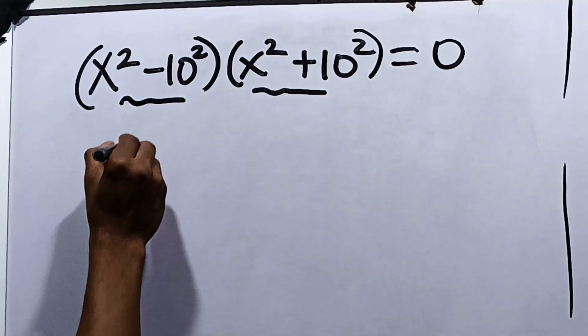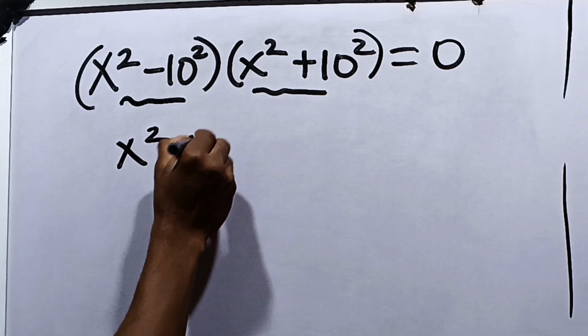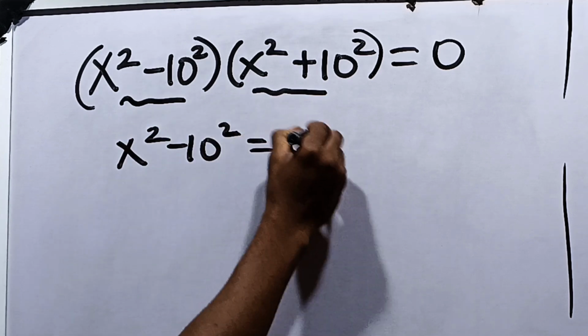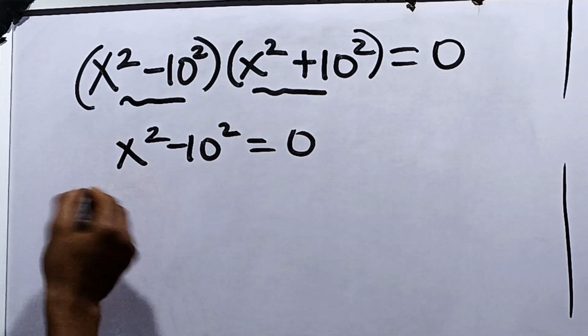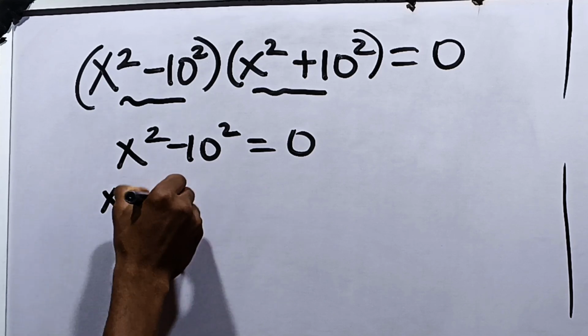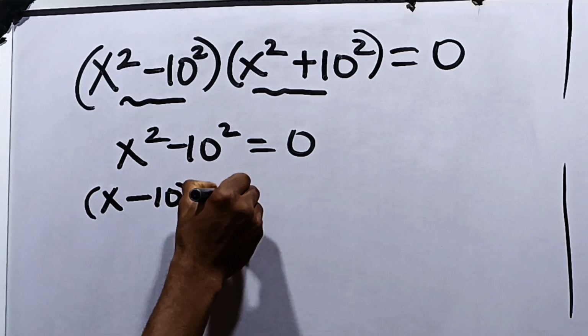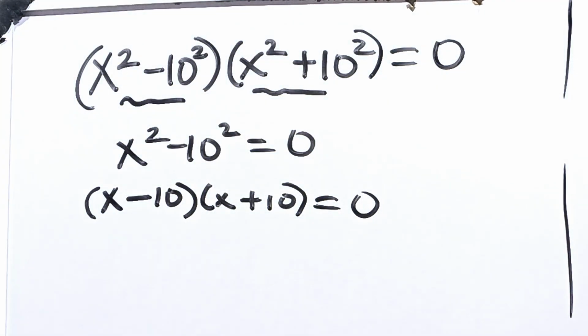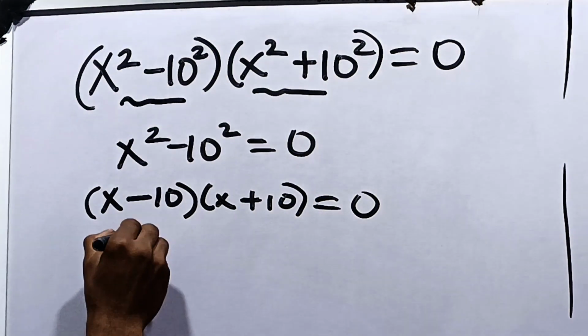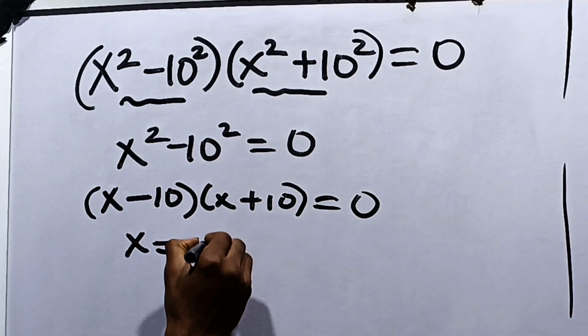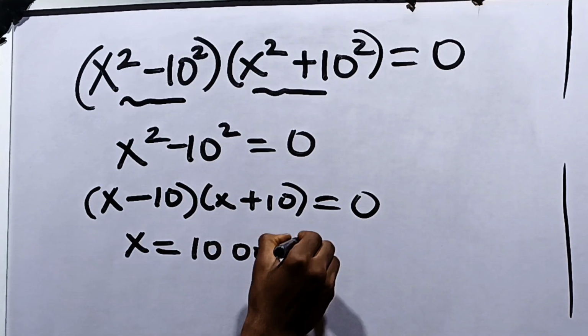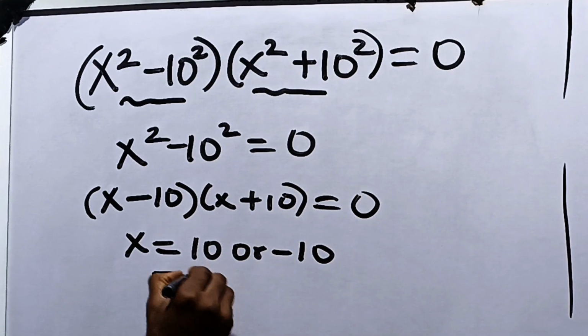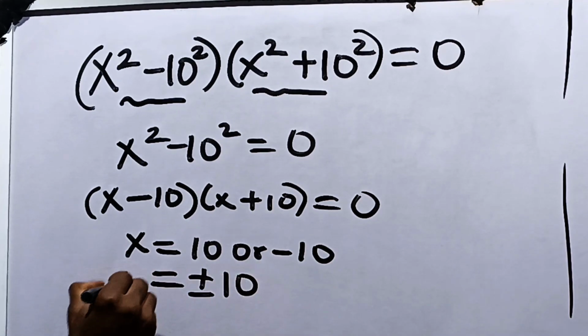So it's either that x squared minus 10 squared is equal to 0. Okay, now again, this is difference of two squares, so apply the same law. We're going to have x minus 10 multiplied by x plus 10 is equal to 0. Okay, now from here we now have that it's either that x is equal to 10 or minus 10. Hence, we can write this as plus or minus 10, okay, as the value for our x.